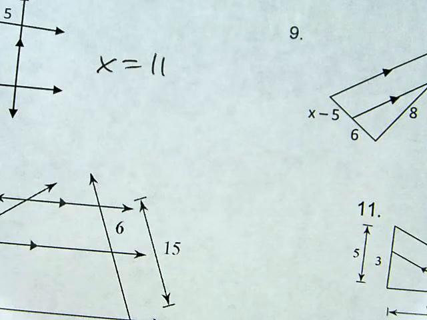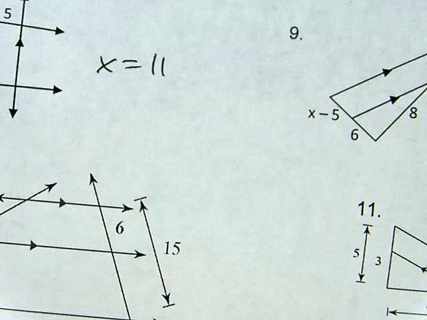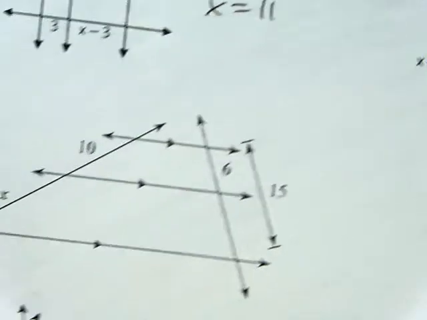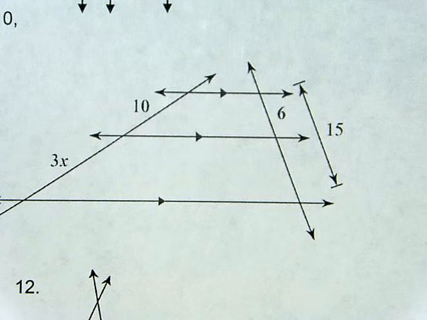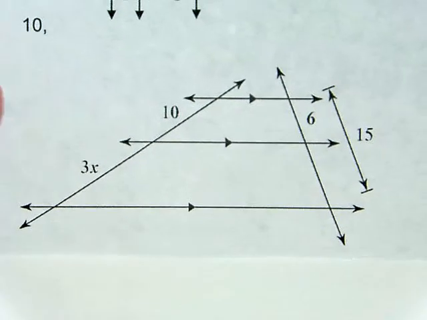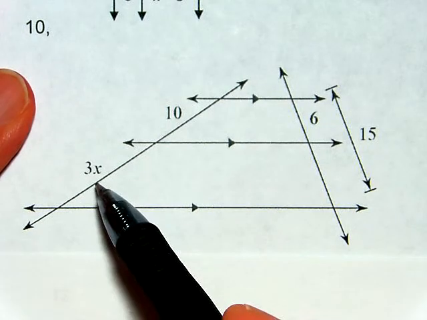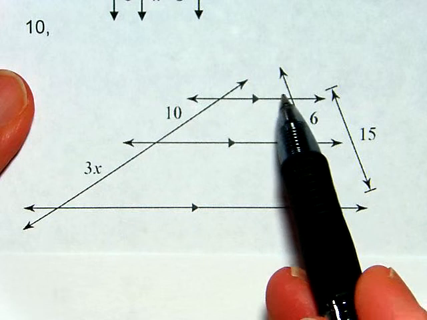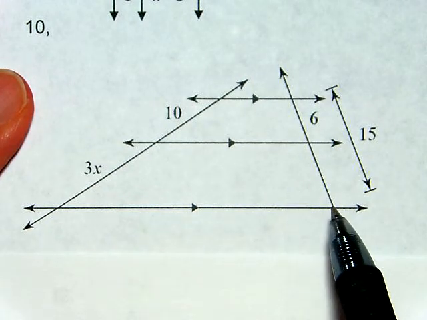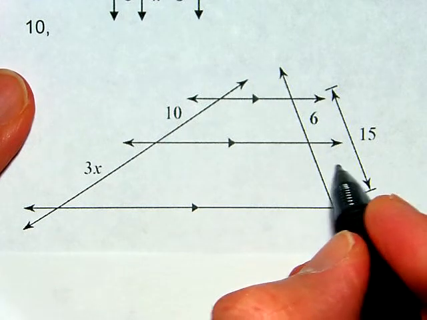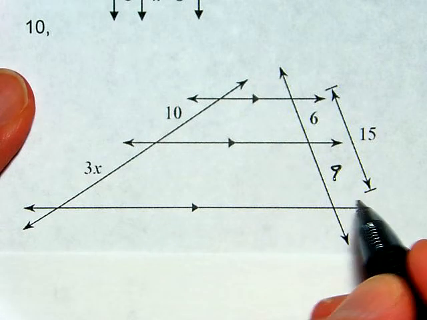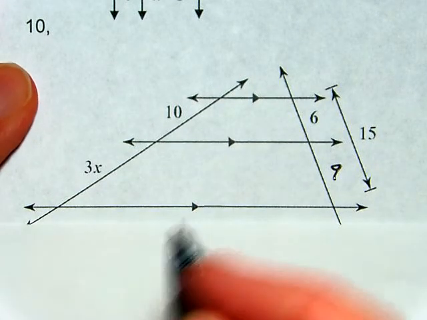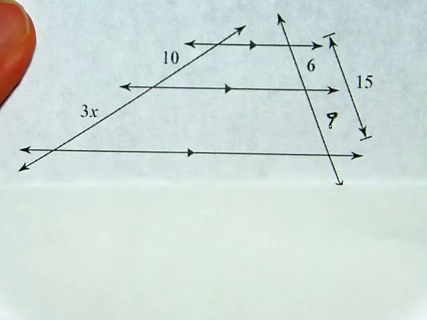Let's move on to problem number 10. And problem number 10 is a parallel proportion problem. And the information we're given here is just a little different. Okay, we know that this segment is 10, this segment is 3x. We know this segment is 6. We're told that this entire distance from here down to here is 15. So we know that this segment here has got to be 9, right? Because 9 plus 6 gives us 15. So we had to just fill in that little bit of a gap, and now we can go ahead and complete the problem.